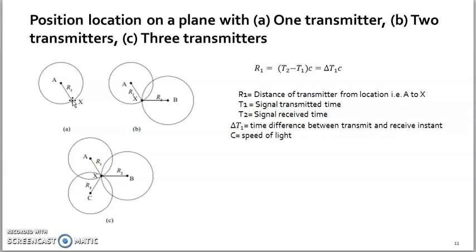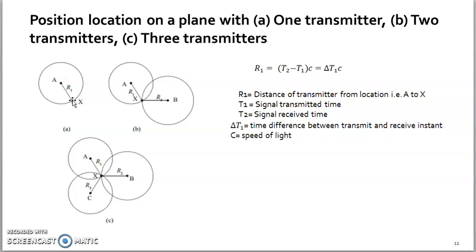So that's why we need to understand at what particular instant your data transmission takes place. So we should know the clock time, at what particular instant that data is transmitted from A and it is received at X there. So that's why we can calculate the delay and the distance of the transmitter from our location.